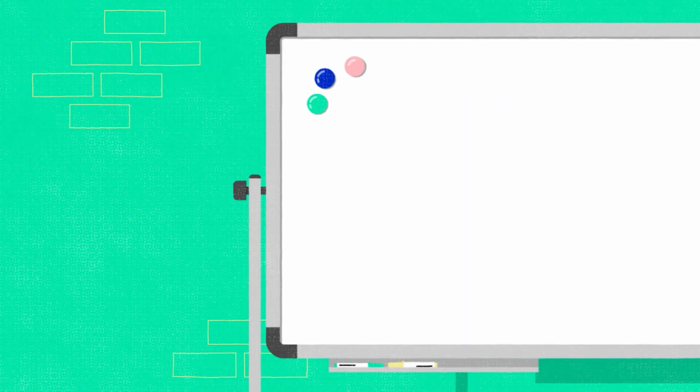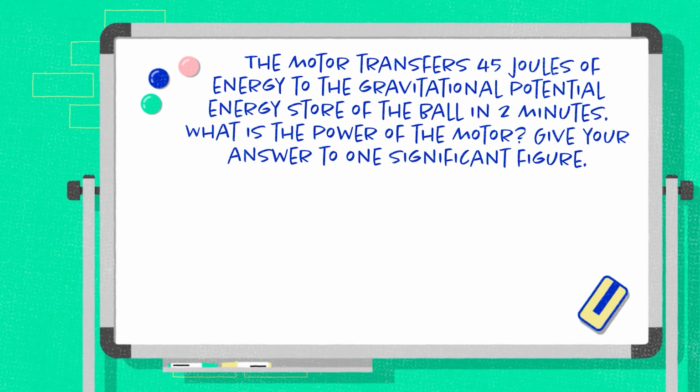A motor is used to lift a ball. The motor transfers 45 joules of energy to the gravitational potential energy store of the ball in 2 minutes. What is the power of the motor? Give your answer to one significant figure.